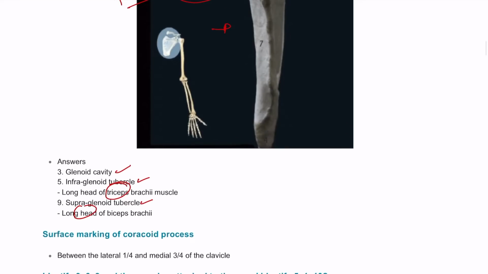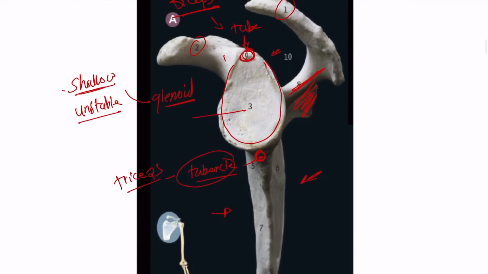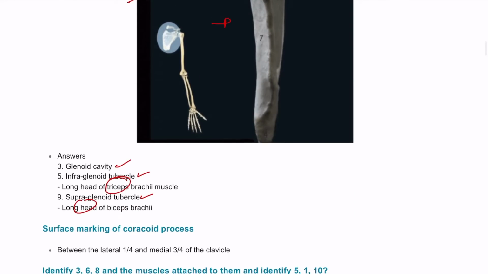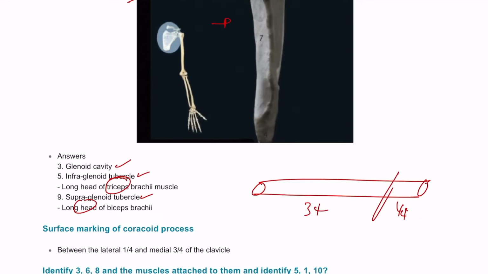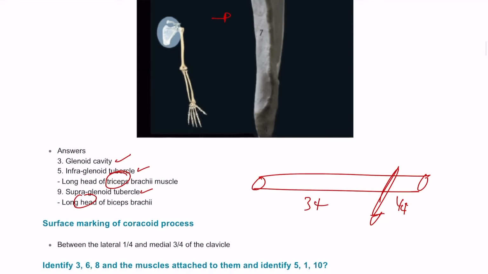What is the surface marking of the coracoid process? We're looking for this one. If the clavicle is this long, it will be the junction between the lateral quadrant and the medial 3 quadrants. That will be where the coracoid process lies.